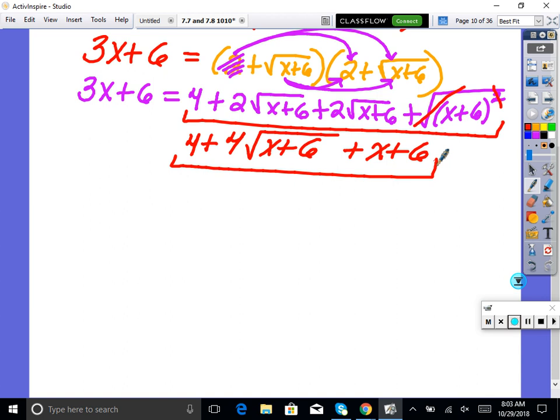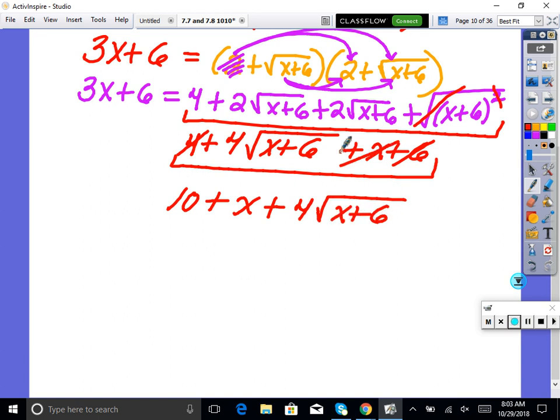Combine like terms. If you'll notice, we have a 4, we have a 6. That's a 10. So we have 10, then plus x, then plus 4 root x plus 6. So I've just combined all like terms on this side. And now we can't forget, we also have 3x plus 6 is actually equal to that.